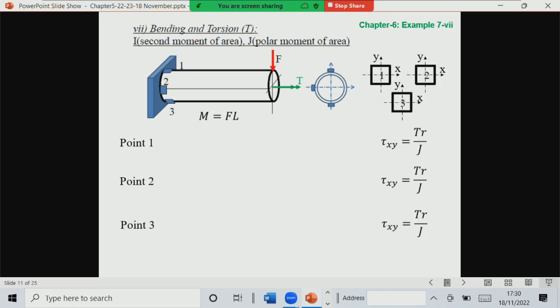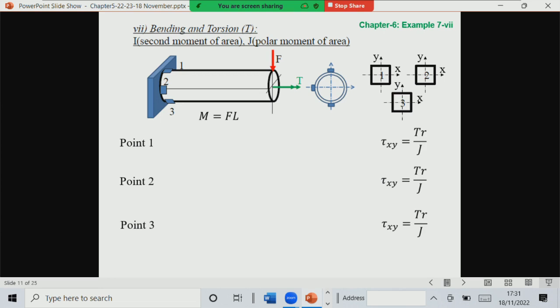So the shear stress, all these three elements experience the same shear stress. Now we move on to the effect of this force here. So I'm going to remove the torque. I apply just the tip force. Now, which of these three points are located on the neutral plane of the tube when it's subject to a force?